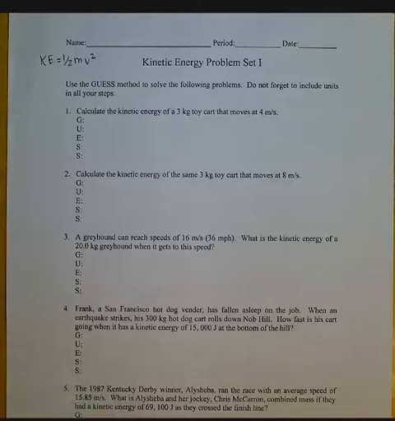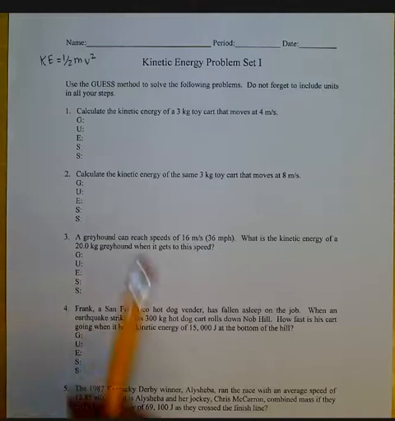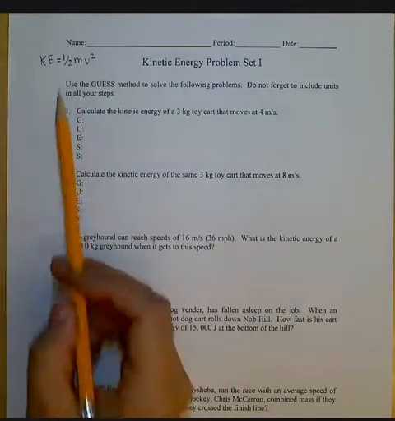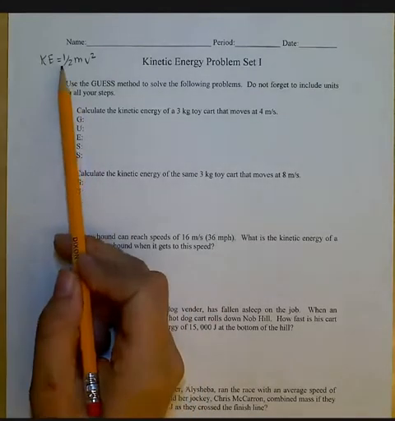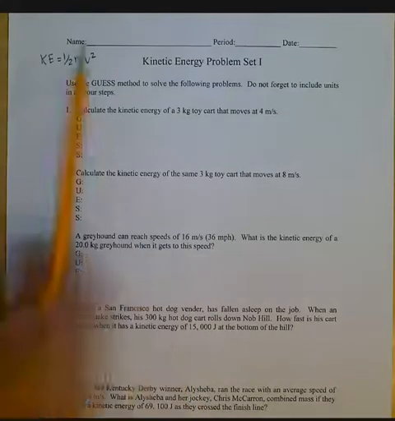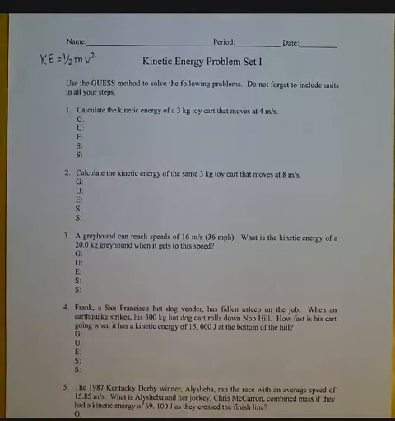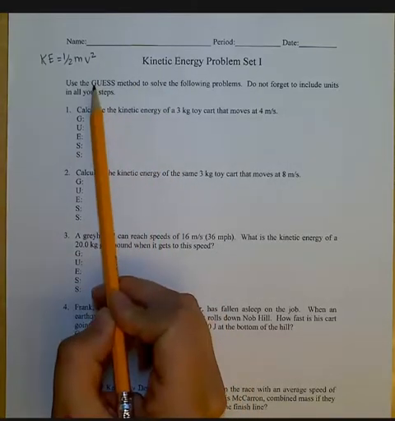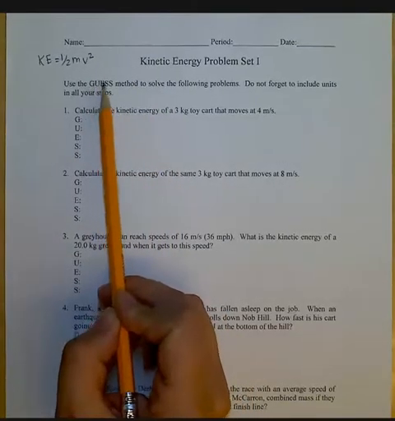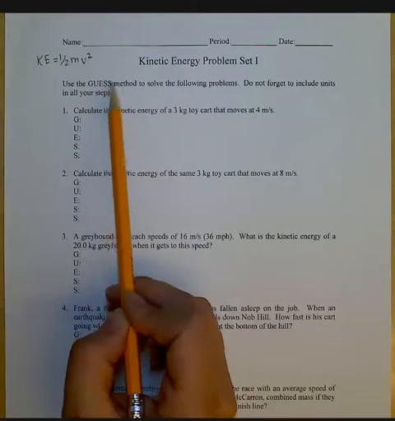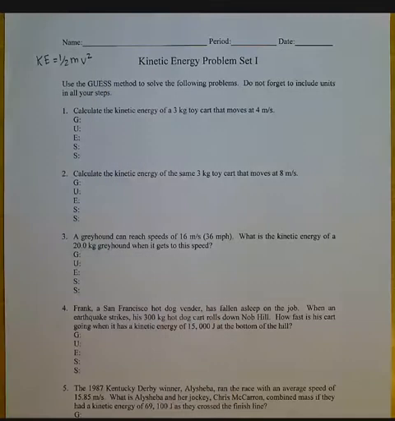Hi, today we're going to talk about the kinetic energy problem set 1 worksheet. You've gone ahead and written the equation up on the top of the sheet: kinetic energy equals 1/2 mv squared. For this worksheet, we're going to use the GUESS method to solve the following problems. Remember that the GUESS method means given, unknown, equation, substitution, and solve. Don't forget to include your units in all your steps.